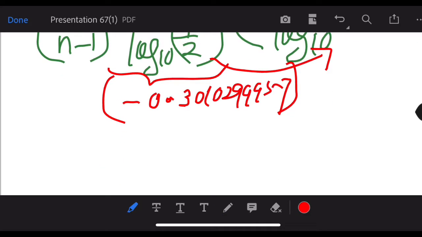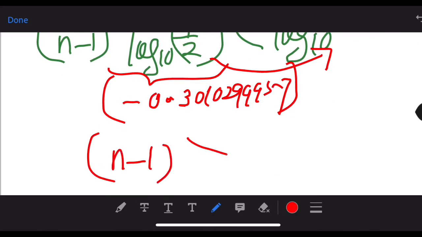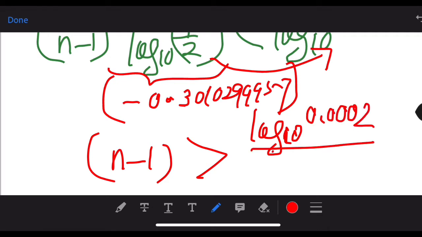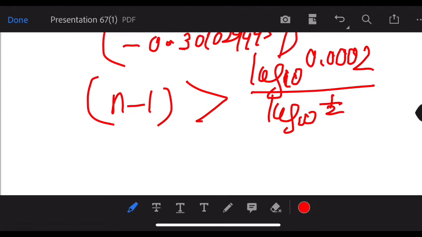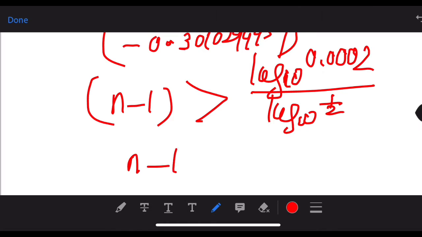So automatically you have to change the sign when you divide by a negative number, so the sign has to be reversed. So log base 10 of 0.0002 over log base 10 of 1/2. Now if you press your calculator, you will have to reverse the sign when you divide by a negative number. Now you can start to press your calculator, and then you just divide by log 0.5.